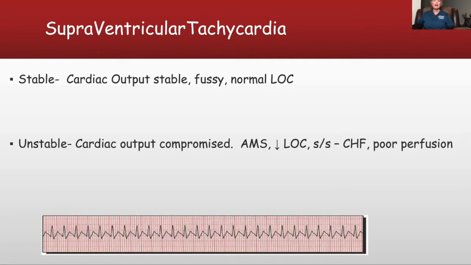The main thing you need to decide: are they stable or unstable? Stable, for the purposes of PALS and this presentation, means their cardiac output is okay. They're perfusing their brain, they could be fussy, they could have a normal level of consciousness, but all in all, they are stable because they have enough cardiac output to the brain. However, if their cardiac output is compromised and they have an altered mental status, decreased level of consciousness, they could have signs and symptoms of congestive heart failure: wet breath sounds and working hard to breathe. They could have poor perfusion leading to hypotension. This depicts a very unstable patient, and you need to do something right away.